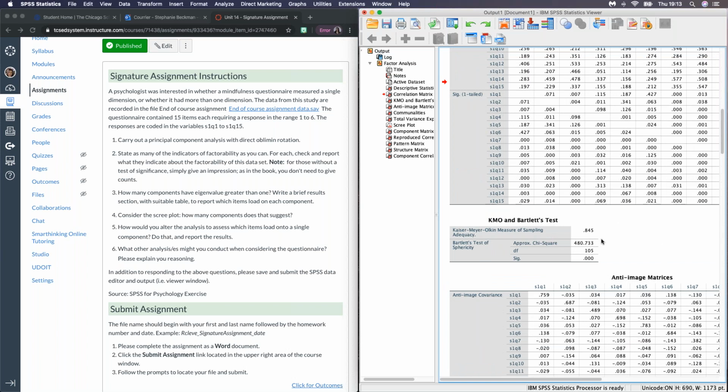So the next two indicators of factorability came from this tiny box here, the KMO and Bartlett's test. The first one is this Kaiser-Meyer-Olkin measure of sampling adequacy. This 0.845 is important because basically the closer to 1, the better the indicator of factorability. If it's 0.5, it would be okay. If it were 0.6, it would be acceptable. 0.845, it's pretty darn good. So that's a good indicator for us.